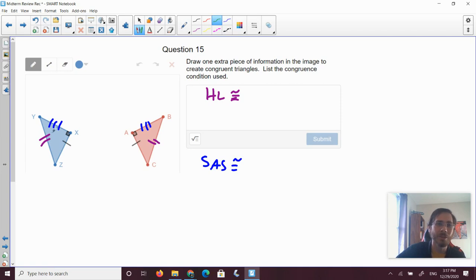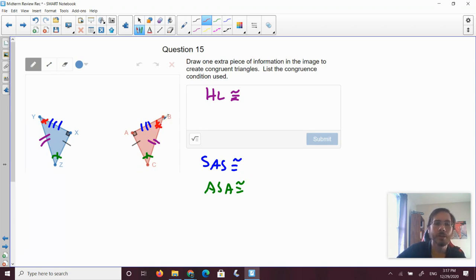But if I wanted, I could do something else. I could say, hey, wait, these two are the same. What if these two were? Well, if these two were the same, then I'd have an angle, another angle, and the side between them. So in that case, I'd have ASA congruence. Okay, well, what if I wanted to go all the way over here?